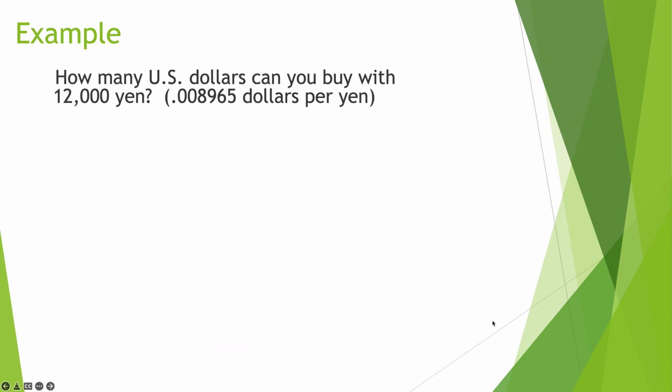How many US dollars can you buy with 12,000 yen? This one let me do for you before you try to do it without me. 12,000 yen, and I want to get dollars per yen so that the yen cancel out. So it'll be 12,000 times 0.008965. Cancel out the yen, and notice that leaves me only with dollars. So the answer is dollars, which is $107.58. The really cool thing here is you never have to worry about squares and cubes when it comes to currency.